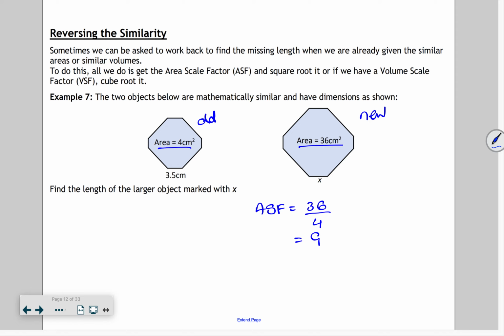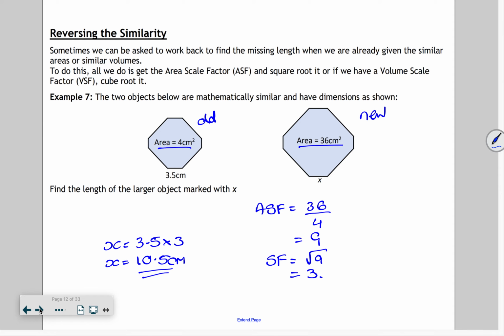In order for us to work out the linear scale factor, I have to now do the opposite of what we did when we found the area scale factor, and that would just be to square root it. So my scale factor is just going to be the square root of 9, which is 3. Therefore, x is just going to be 3.5 times 3. 3.5 times 3 is going to give me 10.5. So it's going to be 10.5 centimeters. Okay.